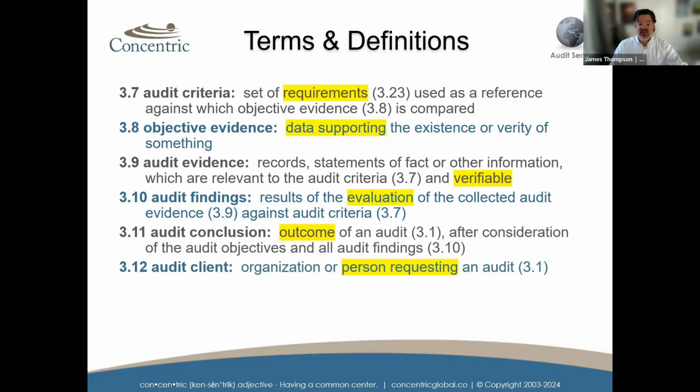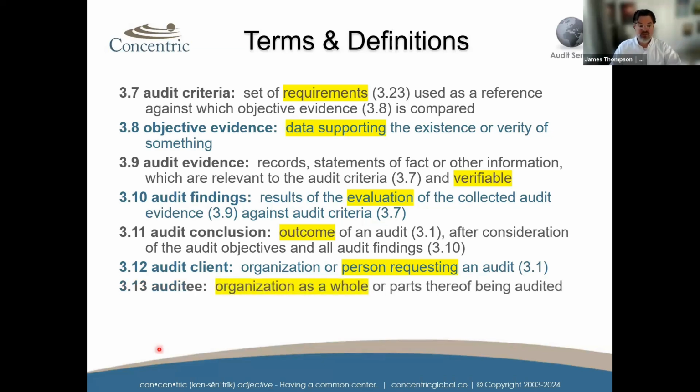Audit client. This is the organization or person requesting an audit. Typically, it's a person requesting an audit. A company isn't going to, an entity doesn't have a phone or an email that they can use. So it's usually, I look at this as an audit client person. That seems to make a little bit more sense, because the next term is really close: auditee. I look at audit client as a person, and auditee as the organization as a whole, or parts thereof, that's being audited.